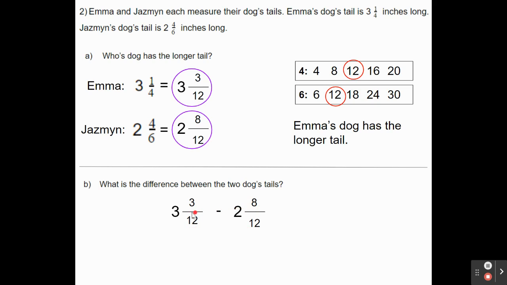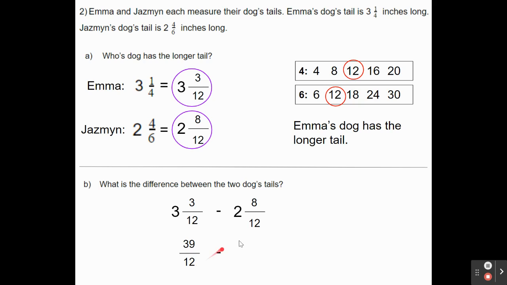Well, if we only have 3/12, we can't take away 8/12. So we need to regroup. We're going to be regrouping from the whole number. So what we can do is rewrite each of these mixed numbers as fractions greater than 1. To do that, we're going to multiply the denominator 12 times the whole number 3 and then add the numerator. So 12 times 3 is 36 plus 3 is 39. So the numerator is 39 and the denominator 12 stays the same.